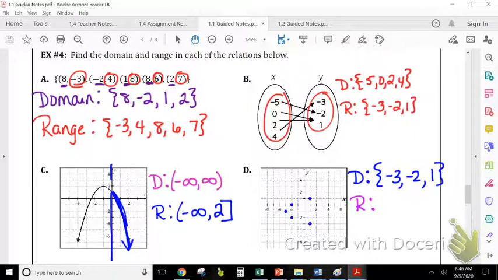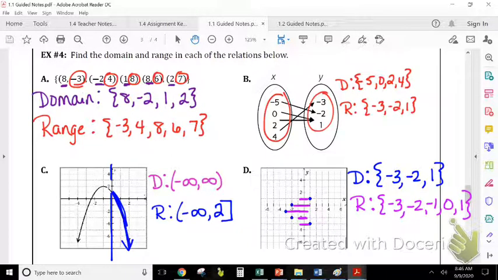So I'm going to start at the bottom and come up, and I see I have a point on this line, which is at -3. I have a point on this line, which is at -2. I have a point on this line, which is at -1. A point on this line, which is when y is 0. And a point on this line, which is where y is 1.